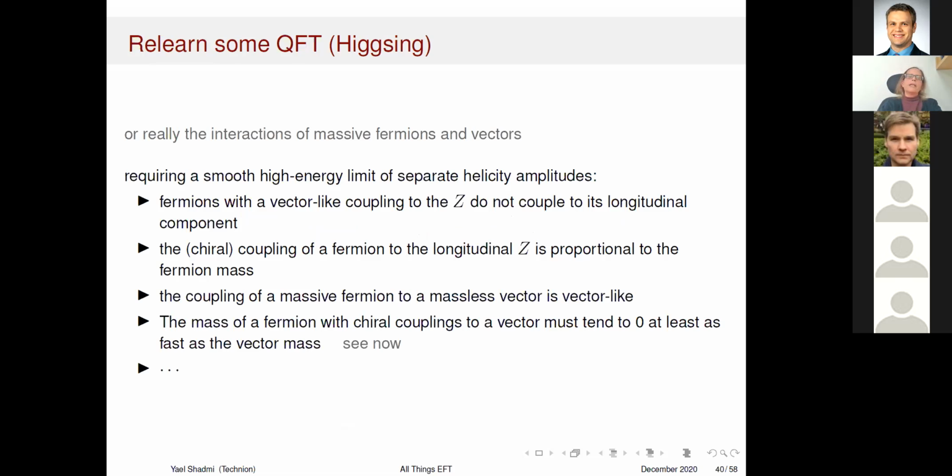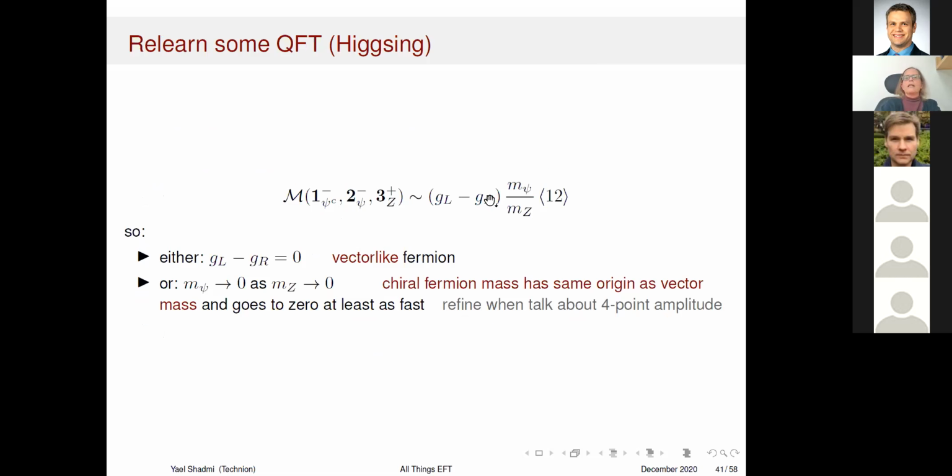And there are many things that we can learn by looking at the high energy behavior of this amplitude. So if we require a smooth high energy limit of the separate helicity amplitudes, we'll find many things that we're familiar with from QFT. I'm not gonna go over them in detail, but I'll just show you one in particular. So looking at this particular helicity amplitude at the high energy limit, it goes like GL minus GR times the fermion mass divided by the Z mass times this spinor product.